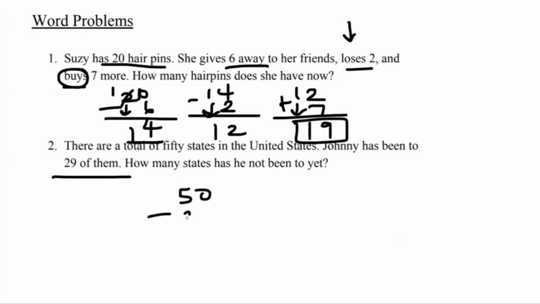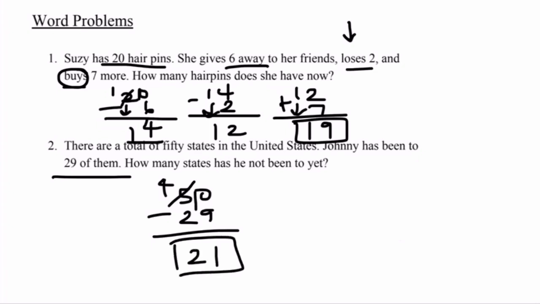50 minus 29. We can't subtract 9 from 0, so we have to borrow from the tens place. 5 becomes a 4, 0 becomes a 10, 10 minus 9 equals 1, and 4 minus 2 equals 2, and our final answer is 21. Johnny has been to 29 states out of the 50 states and has not been to 21 states.